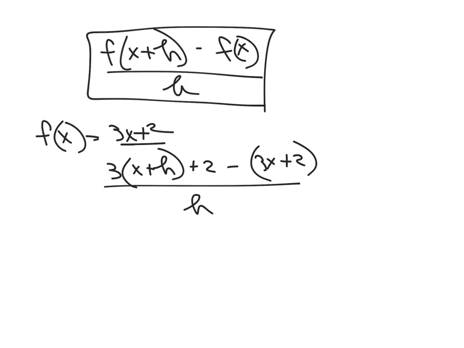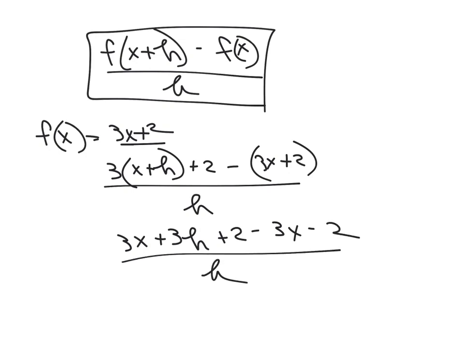Okay, then you're going to just distribute. Okay, and those go away because we have 3x minus 3x, we have 2 minus 2, and we have 3h over h, which goes away, and we just have 3. Okay, so that's pretty much all you're doing there with the difference quotient. You're solving equations, you're rewriting radicals, not doing anything that we haven't already done.